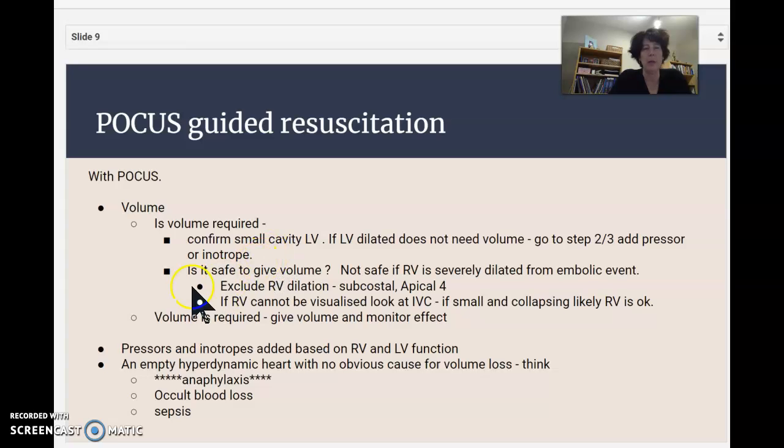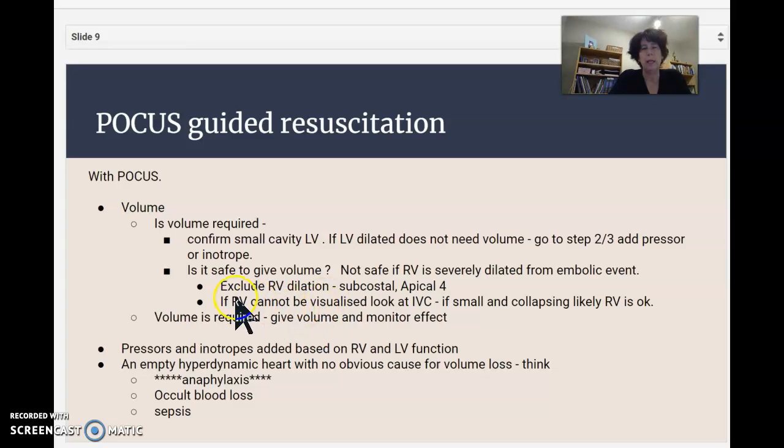You confirm that there's a small cavity LV, but it might still not be safe to give volume because sometimes the small cavity LV is because the RV is struggling to function and is actually not getting blood through to the LV. It's becoming dilated, pushing that septum into the LV. And the LV is now actually limited in filling by the expansion of the RV into its space. So giving that patient fluid actually could make your LV function and your LV filling worse.